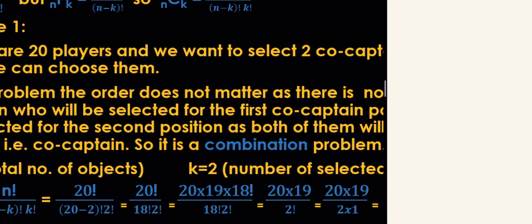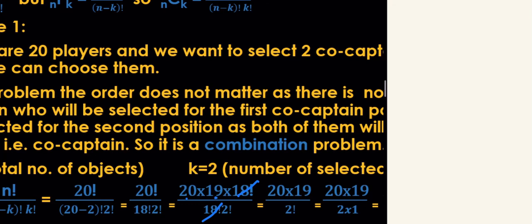No, I have to expand 20 factorial until I reach the biggest factorial here, so I can cancel it. So 20 factorial will be expanded as 20 times 19 times 18 factorial. Then from here, I reach 18 factorial. I can cancel this 18 with this 18. So I end up with 20 times 19 divided by 2 factorial.